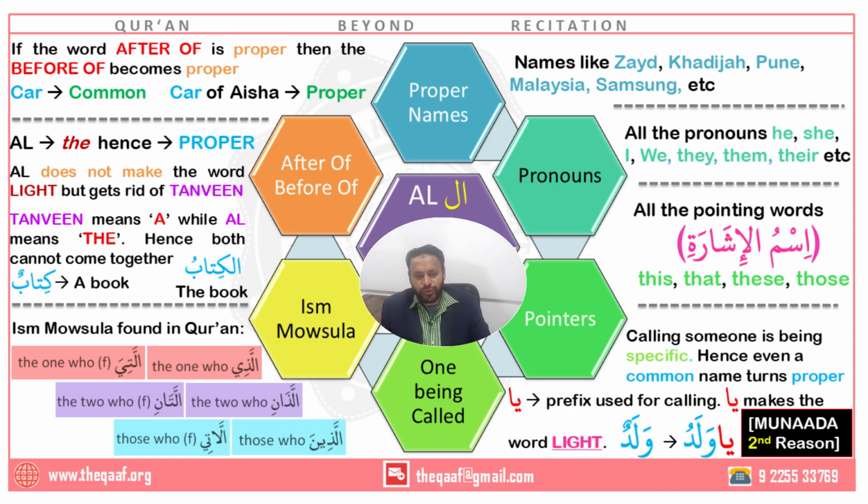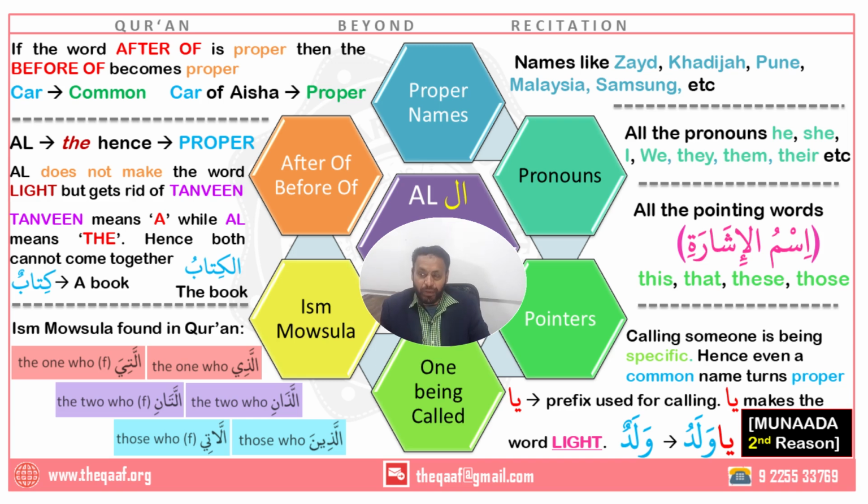And then the fifth one is the one being called. See, whenever you call someone, that name, even if it was common, it becomes proper. Okay? Because when you call, you are calling a specific person. So for example, waladun. Waladun means a boy. It is common.